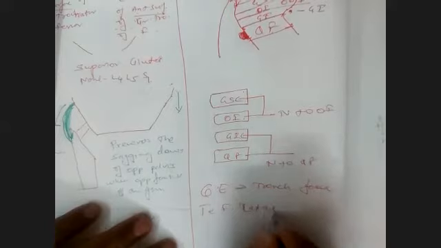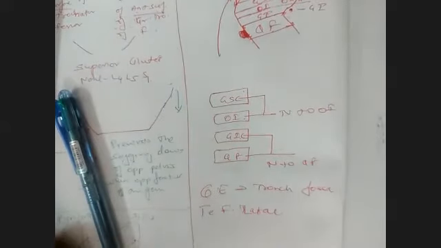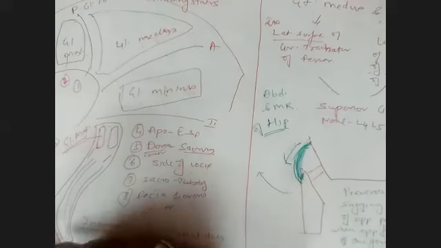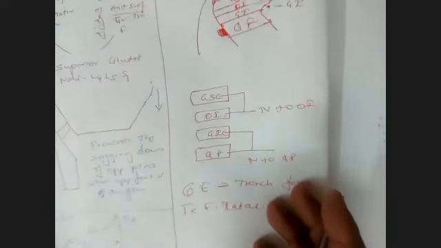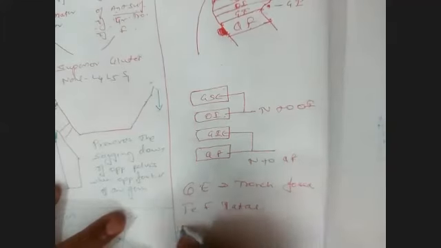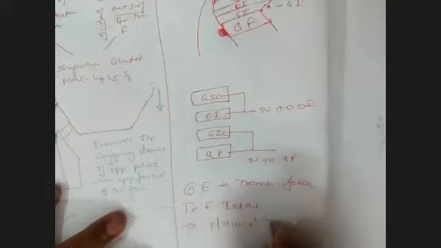Tensor fascia latae. This muscle takes its origin from the outer lip of the iliac crest, anterior 5 centimeters, outer lip of the iliac crest. So we have seen the iliac crest over here. The outer lip of the iliac crest, tensor fascia lata will be taking its origin. Okay, and its insertion is on the iliotibial tract.